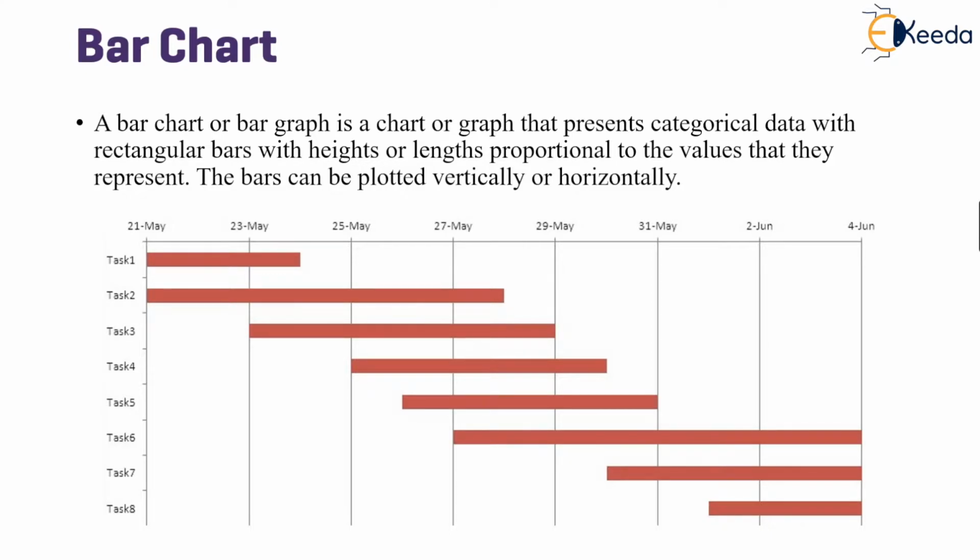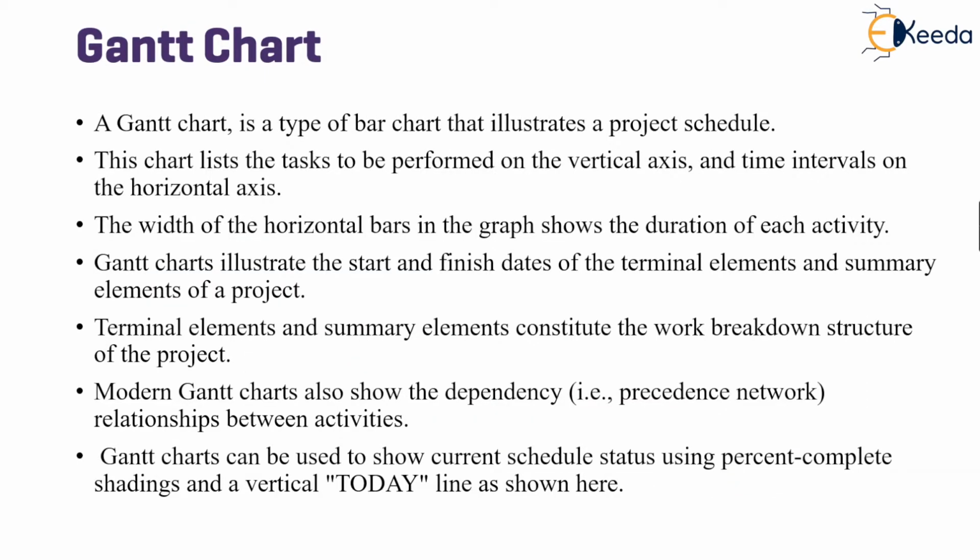However, bar charts have certain shortcomings. These bar charts do not show relationships or interdependencies between the project activities. The progress at any point of time is not known. Also, no concept of milestones etc. can be introduced in a bar chart. Therefore, an improvised version of the bar chart called the Gantt chart was introduced.